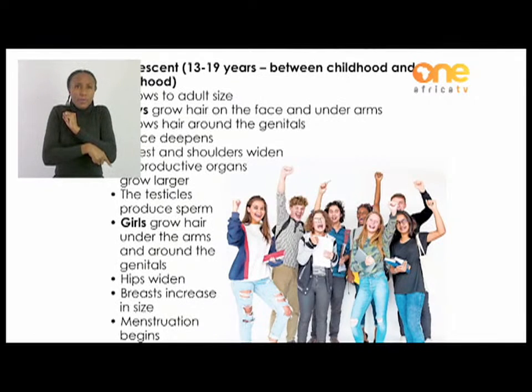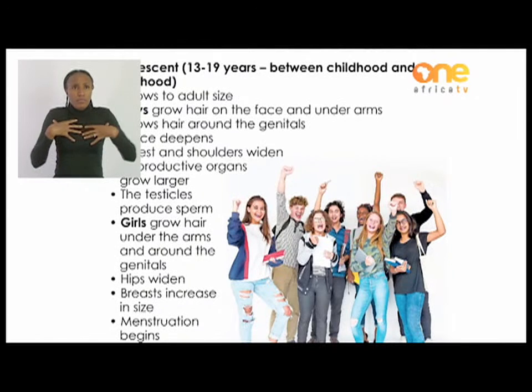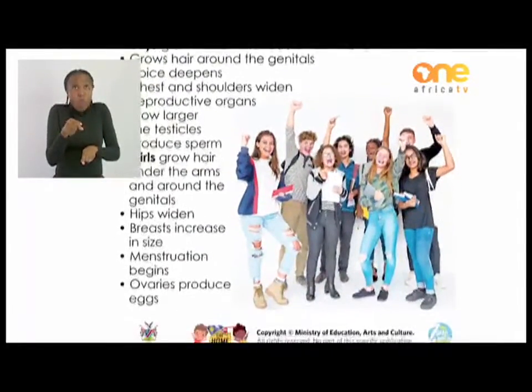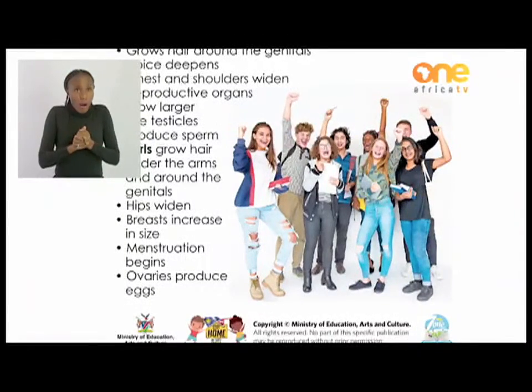My voice was not like this when I was a boy. But when I became a teenager, I got this voice. The chest and the shoulders widen. You realize that the shoulder of the boys become broadened. It moves out of the neck. The reproductive organs grow larger. It means their genital parts, they become bigger. The boys, the testicles, they start to produce sperm. It means they are at the stage of making babies.